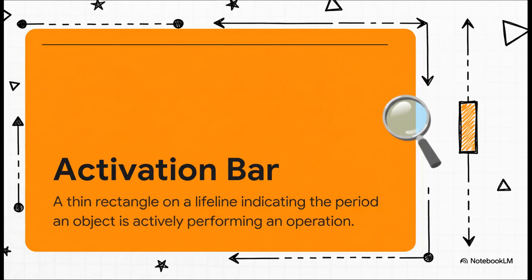So what happens when an object gets one of those messages and starts to do some work? Well, we show that with an activation bar. It's that thin little rectangle you see on the lifeline. It visually marks the exact period of time when that object is active, executing a method and in control.